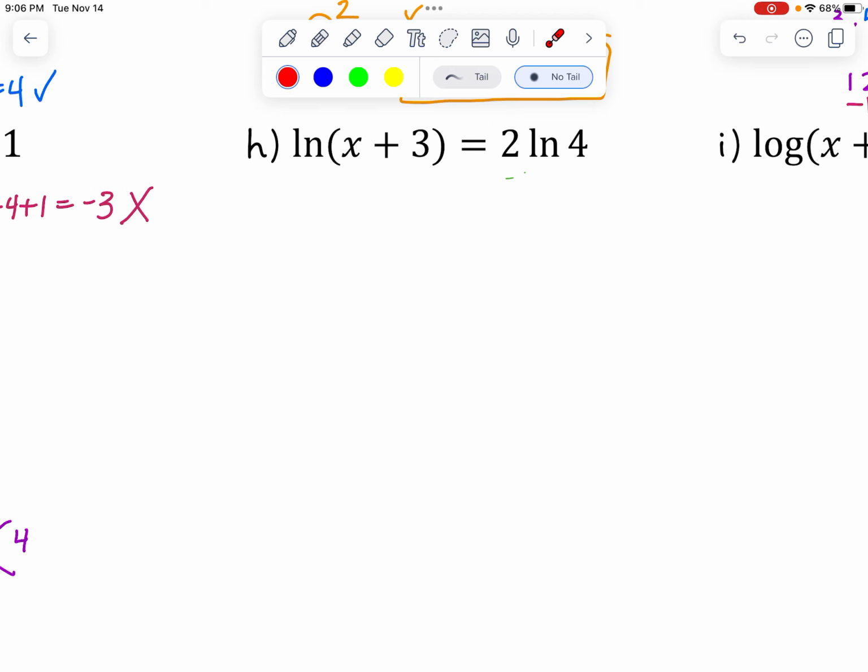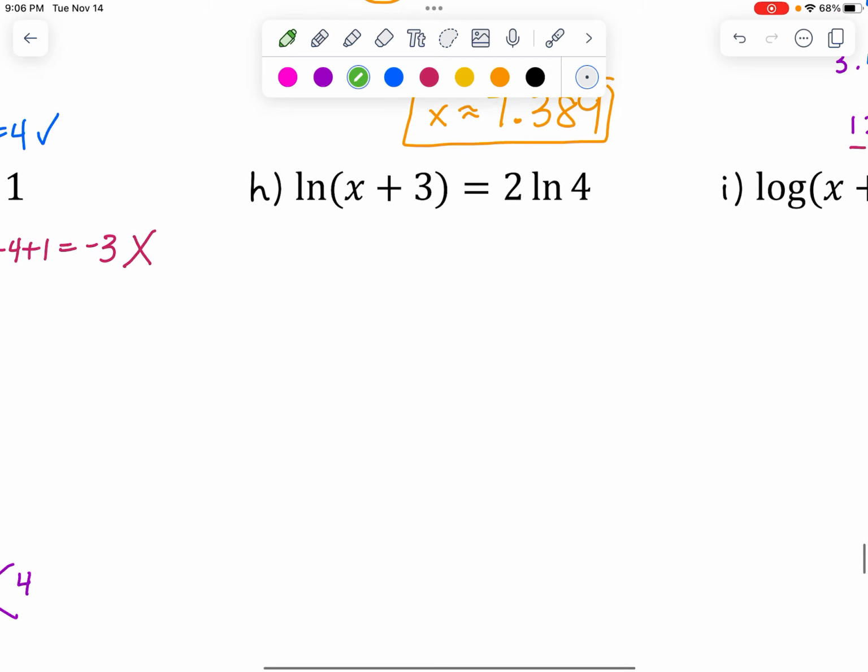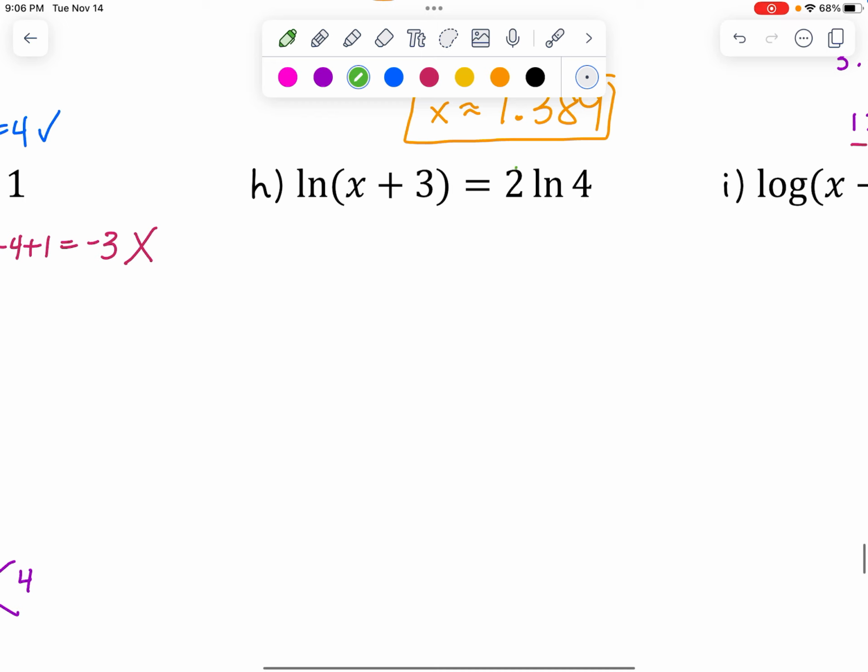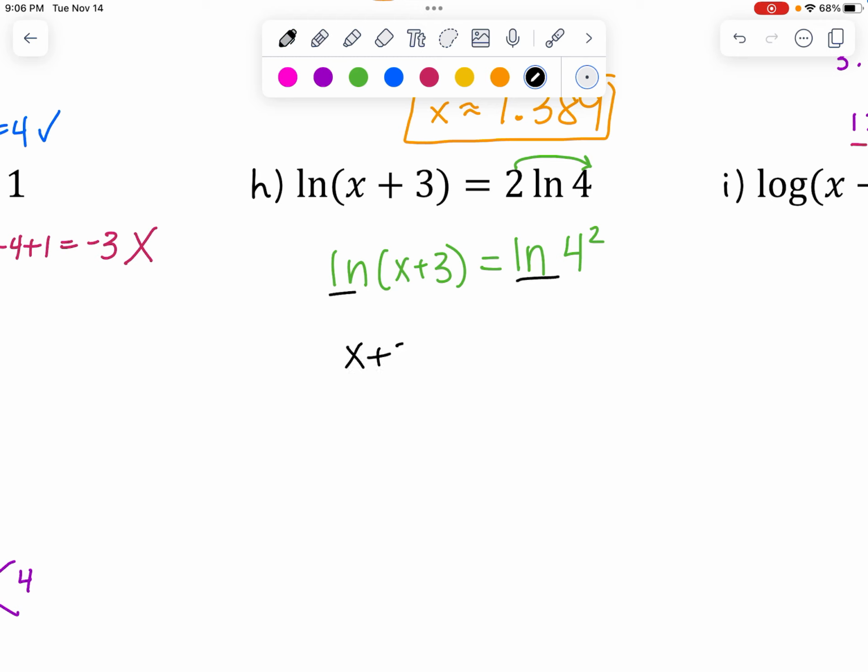But think about some of the properties we've learned. Do we know how we can move that 2 so it's no longer in front of the log? Remember that if you have a number multiplying the log, you can move it to the exponent inside of the log. So this is actually the ln of 4 squared. Now that helps us because once I just have the log equals the log, we can drop the logs and we get x plus 3 equals 4 squared.